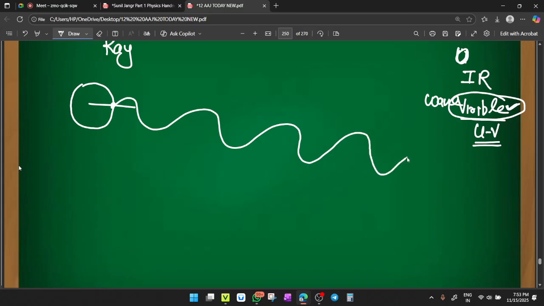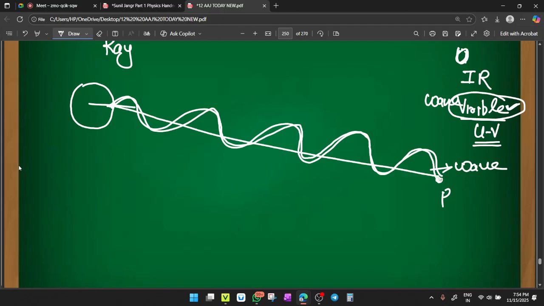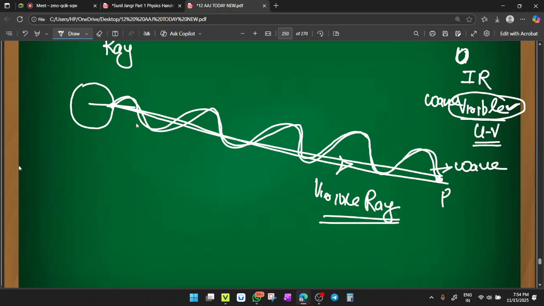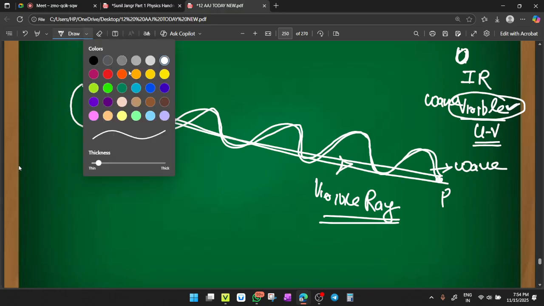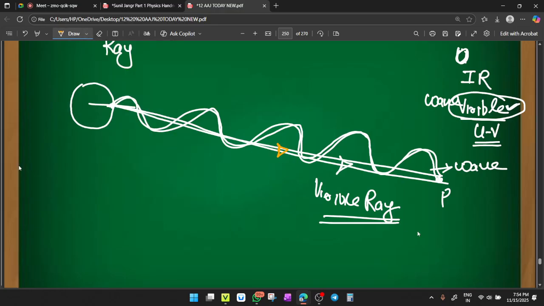This is an electromagnetic wave, a transverse wave. It travels in the form of crest and trough, and it is incident at some point P. Clear or not clear? So this is a visible wave here, and the direction of propagation of the wave is called a ray. So this becomes a visible ray. Till now we have studied the path of the ray.